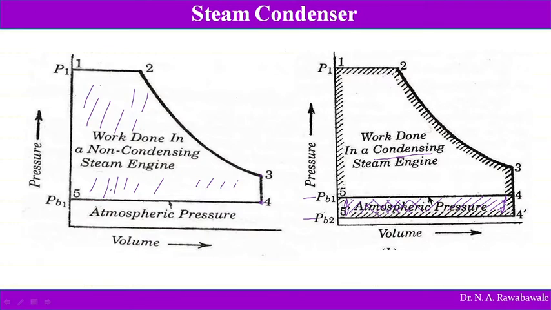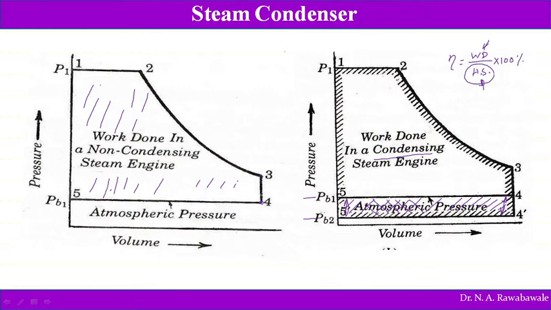Therefore, a condenser is beneficial to us in order to increase efficiency, as efficiency is equal to work done divided by heat supplied. So in order to increase efficiency we have to do one thing: we have to increase this work or reduce the heat supplied. If we are using the same amount of heat supplied and more work is done, then efficiency automatically increases. So either we have to increase the numerator or reduce the denominator.